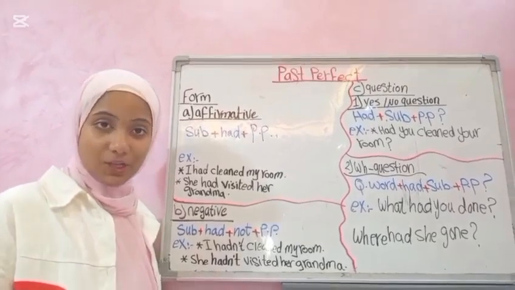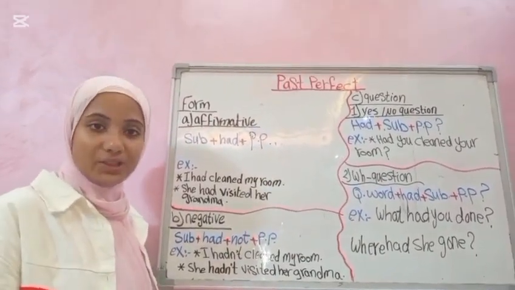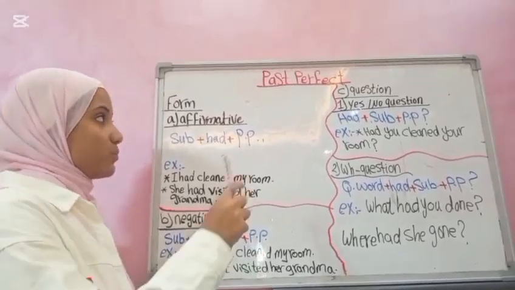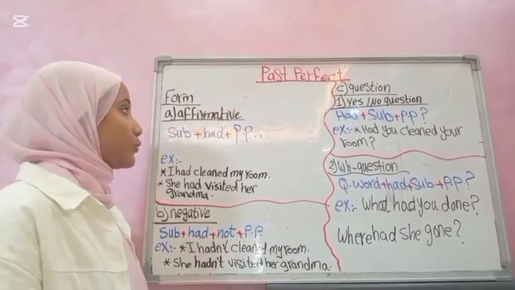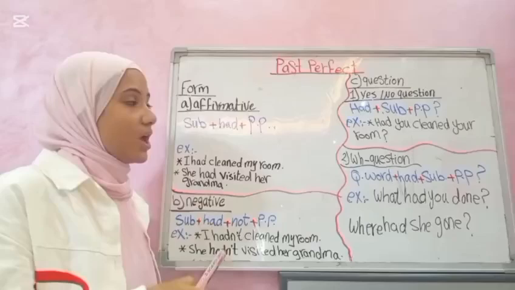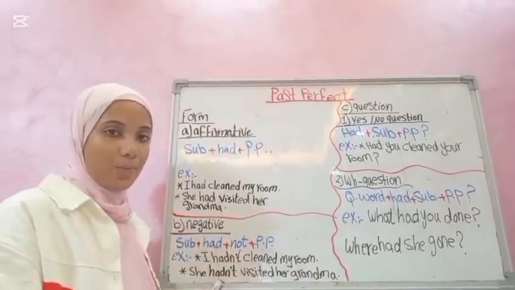In this lesson, I'm gonna talk about the past perfect tense. We have learned together the present perfect tense, but today we will learn the past perfect tense. To start with the form of the past perfect tense, we know there are three forms: affirmative, negative, and question. Let's start with the affirmative form.